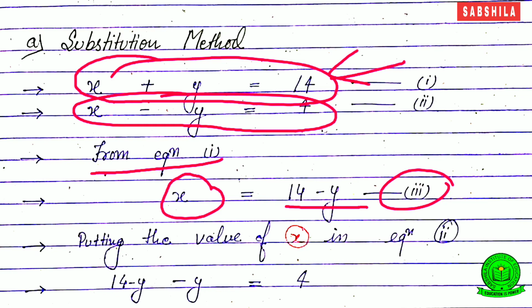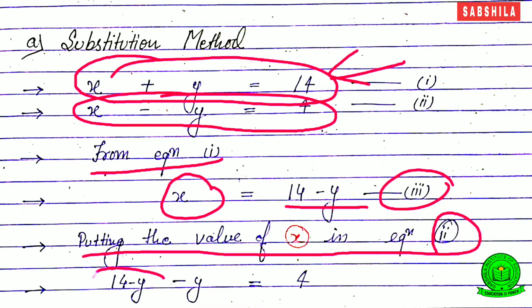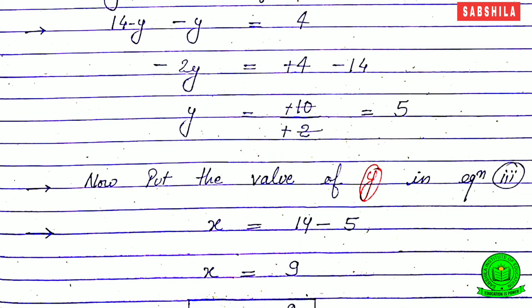Then we have to put the value of x in equation number 2. In equation number 2 we have x minus y is equal to 4. So in place of x, we write 14 minus y. Minus y is already given in equation number 2, equal to 4. If you solve, you will get minus 2y is equal to 4 minus 14, so y is equal to 5.